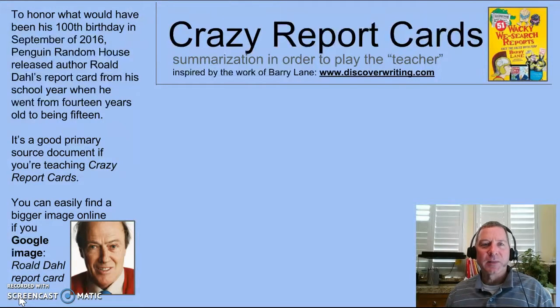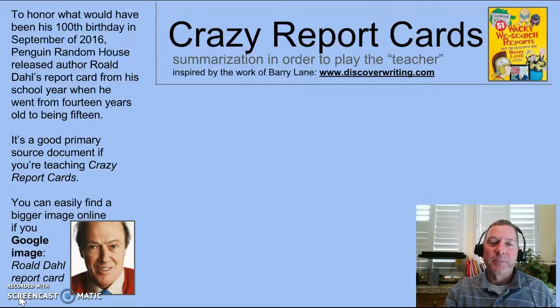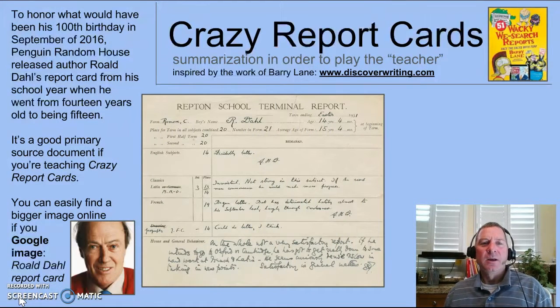He was the author of Charlie and the Chocolate Factory, James and the Giant Peach, the BFG, and lots of pretty morbid short stories, if you know your Roald Dahl. They published his report card when he was an 8th grader or a 9th grader. If you can go online and Google Roald Dahl report card and find this image and look at it in great detail. But what's nice about the report card that he got was there's not only grades posted, it's the British version of giving student grades, but then there are teacher comments.